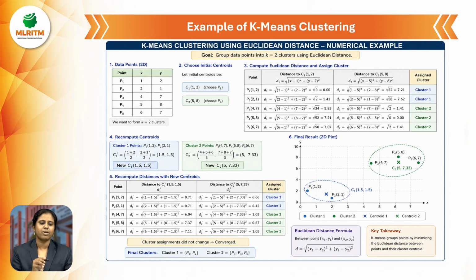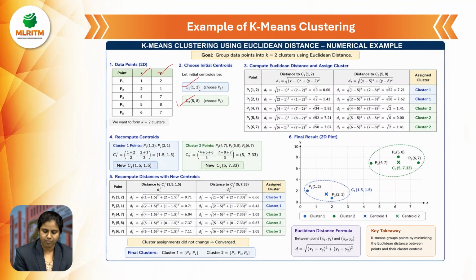Now we can see a numerical example of k-means clustering. You can see here the x point and y point: P1 is 1 comma 2 and P2 is 2 comma 1. They have given some data points. Here they have taken C1 and C2, where C1 is 1 comma 2 as one centroid and C2 is 5 comma 1.